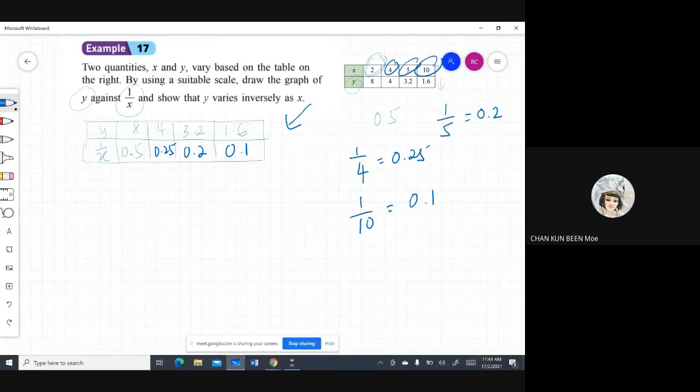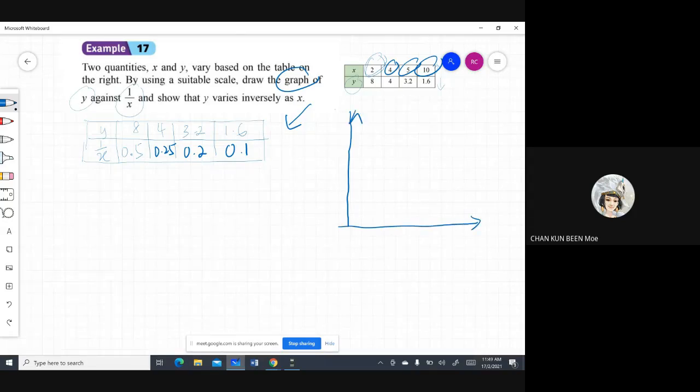They ask you to draw the graph. I'm just going to show you briefly how to draw the graph, because later on there will be exercises for you to draw the graph. They ask you to draw the graph of y against 1 over x. So this is y. This is 1 over x, meaning that y varies inversely as x. For the values of y, I'm going to use 2, 4, 6. It's easier. You have to think of a suitable scale yourself so that you can fit in all the values.